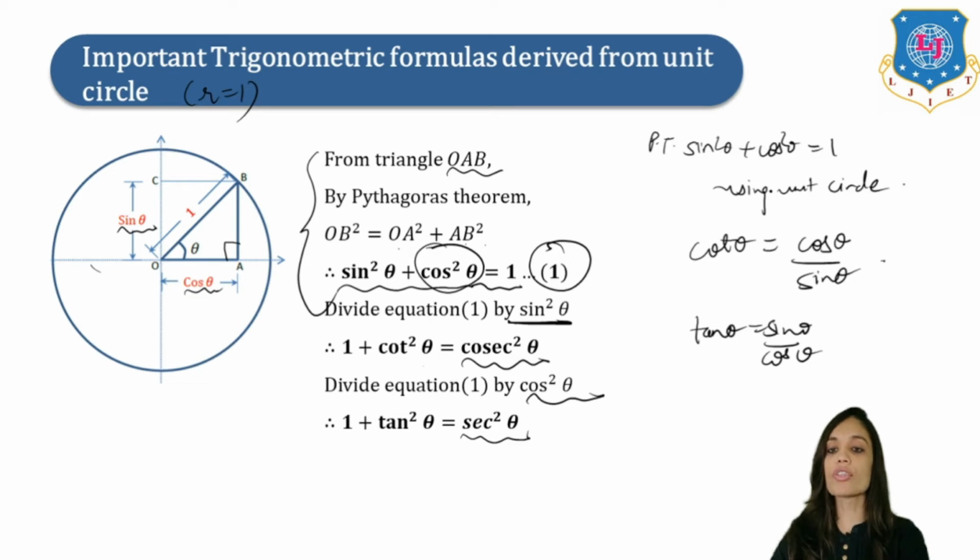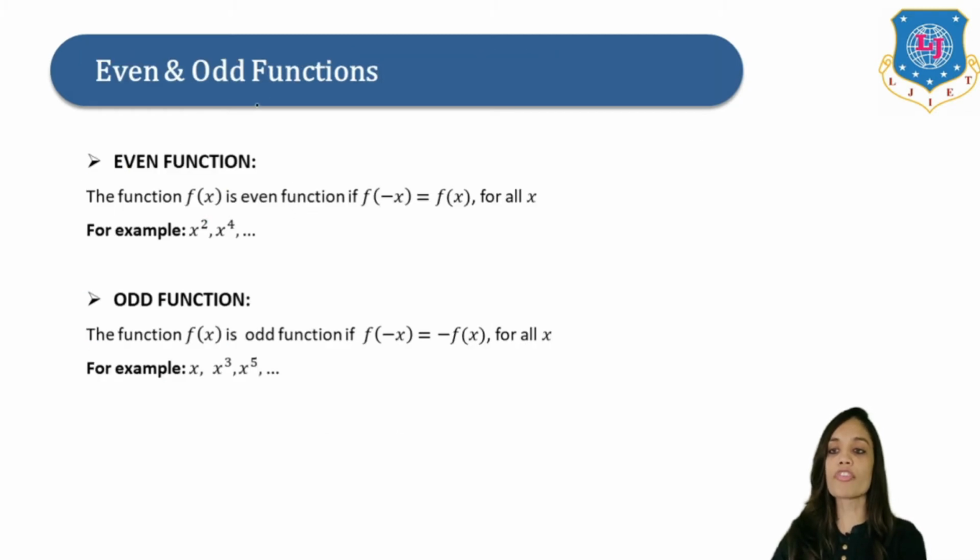Fine. So in short, you will be asked the question as, prove that sin square plus cos square is equal to 1 using unit circle. And further, prove that 1 plus cot square theta is equal to cosec square theta, and 1 plus tan square is equal to sec square theta. It is compulsory to draw this circle, right? It is a very important example.